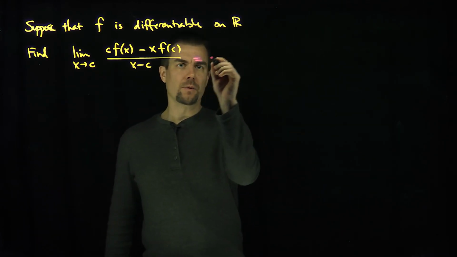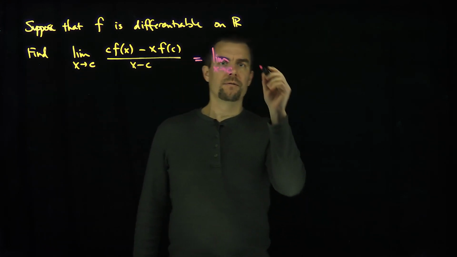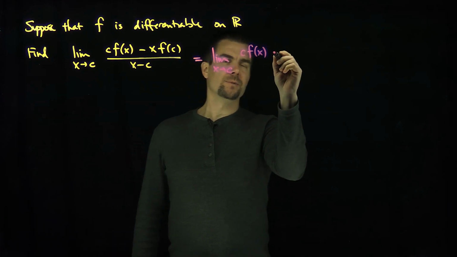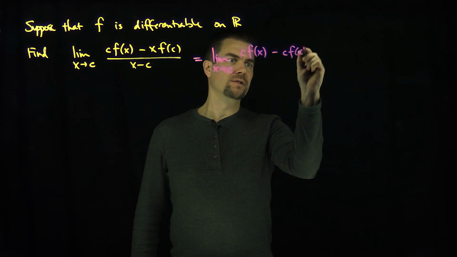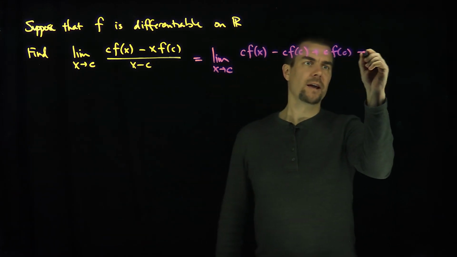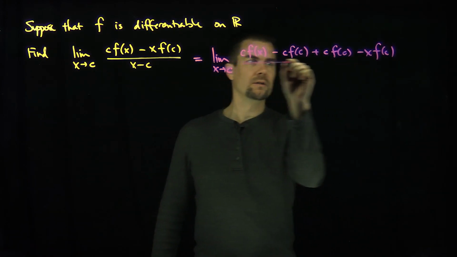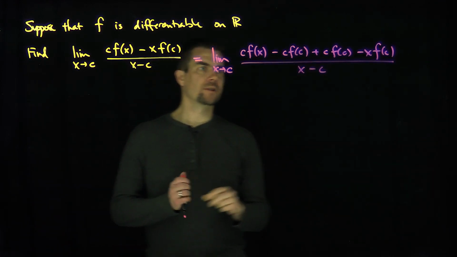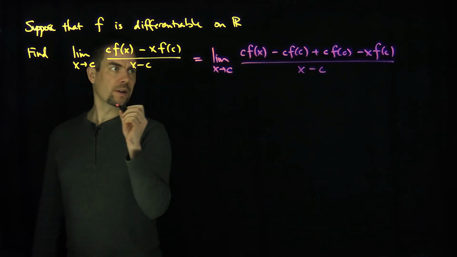We're going to say that this is equal to the limit as x approaches c of c f of x. And I'm going to subtract off what? I'm going to subtract off c f of c, and I'm going to add in c f of c into our problem, and minus x f of c, all divided by x minus c. Okay? And then I'm going to gather some like terms. So the first terms I'm going to gather over here, these have a common factor of c. So I'm going to break this into two limits.